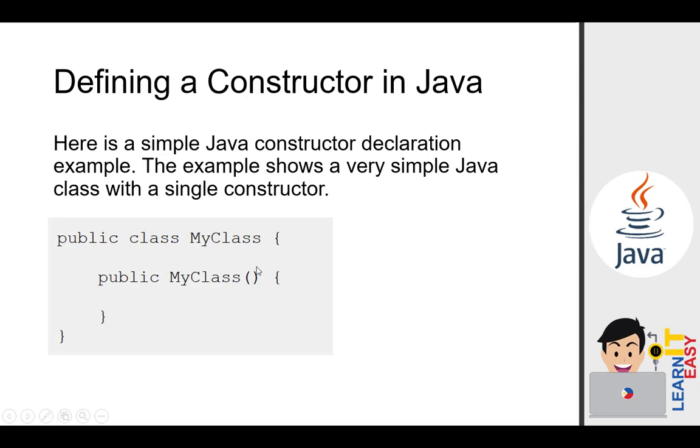Kamukhang-kamukha na method, tingnan nyo, tumatanggap siya ng parenthesis. Ibig sabihin, pwede tayong maglagay ng parameter. Pero ang only difference niya sa method is wala siyang return type. Hindi ka maglalagay dito ng void, ng int, and so on and so forth.